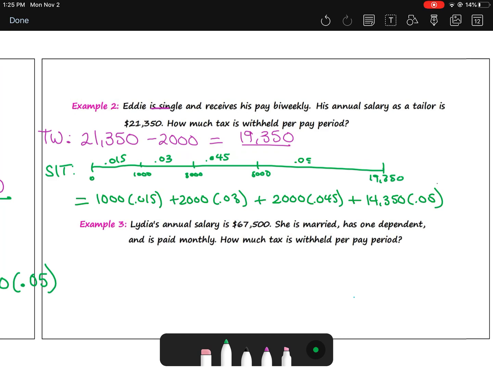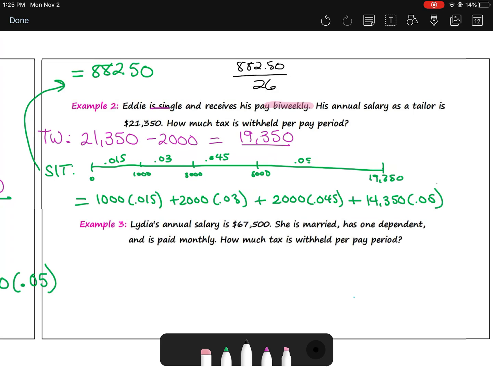When I add that all up, I should get $882.50. So again, that's annually. I want to know per pay period. Well, he receives pay bi-weekly, so that's 26 paychecks. I'm going to take $882.50 divided by 26, and I get $33.94. So this should be approximately what is taken out of my paycheck, every paycheck, in state tax.